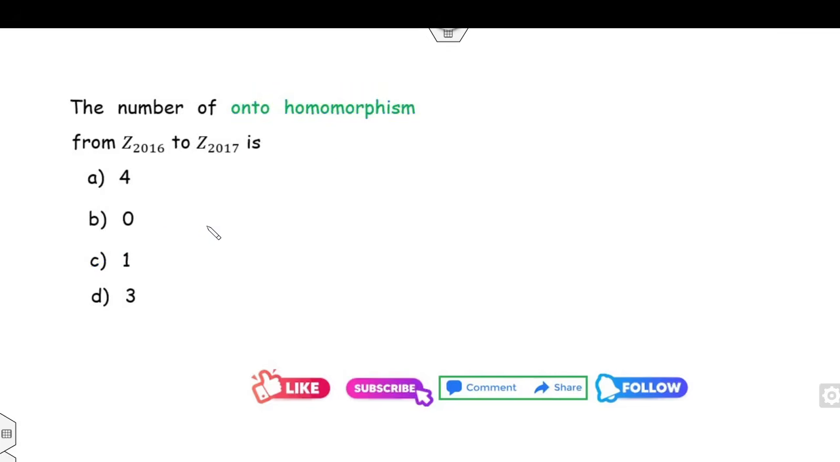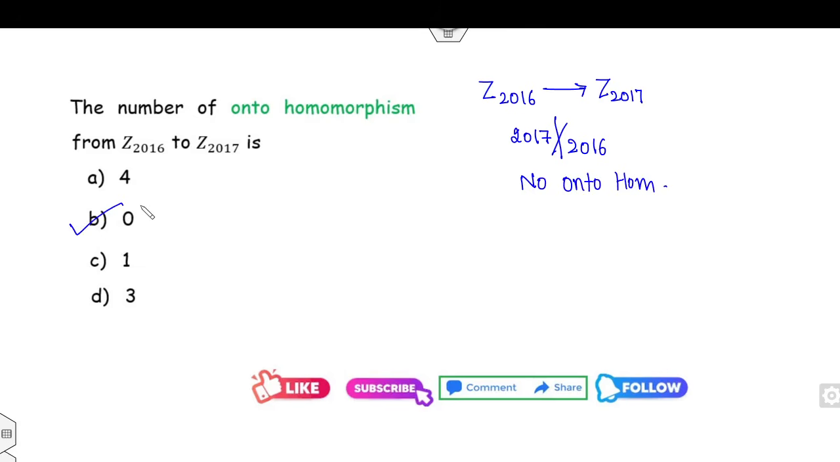Look at this next one. How many onto homomorphisms from Z2016 to Z2017? Clearly 2017 doesn't divide 2016. Therefore there is no onto homomorphism. So 0 is the right answer of this problem.